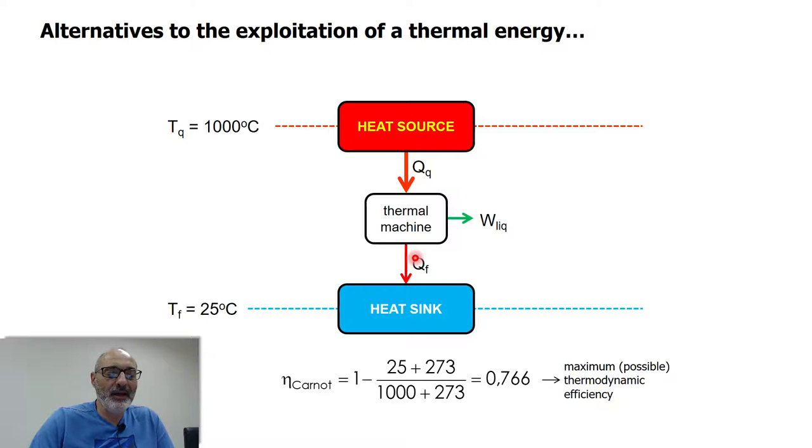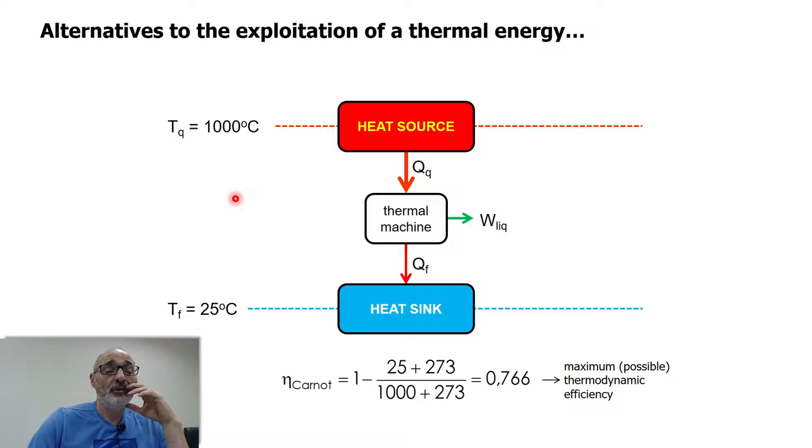Of course, if I build a Carnot machine or a Stirling machine like this one, the efficiency can be calculated like this. If I could build a Carnot machine, the efficiency is one minus the temperature of the lower temperature reservoir divided by the temperature of the higher temperature reservoir, in the absolute scale. So 25 plus 273 is to transform Celsius to Kelvin, and when we do all the calculations, we obtain 76.6%, and this is the maximum possible thermodynamic efficiency. So we know that this is the maximum that we can get from these two temperatures here.